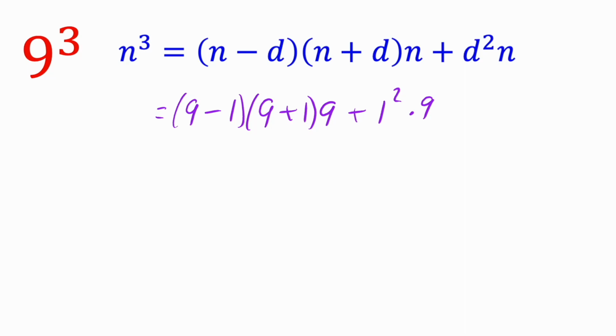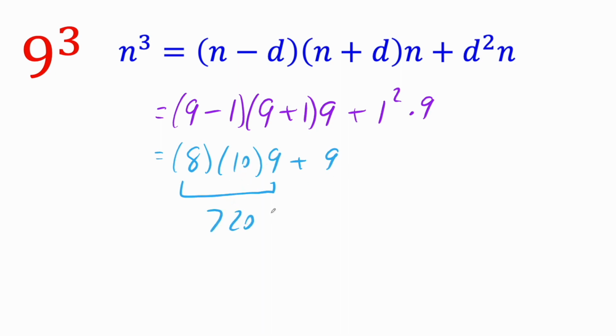Now, the reason why I picked 1, I want this piece to be a nice number. 10 is a nice number. So if I do 9 plus 1, I get 10. Now, I have to do 9 minus 1 to give me 8, because I'm applying this formula. And so we get 9 minus 1 is 8, 9 plus 1 is 10, and then we have a 9, plus 1 squared is 1 times 9, so 9. And so 8 times 9 is 72, and 72 times 10 is 720, plus 9, so we get 729. And so this right here is our final answer.